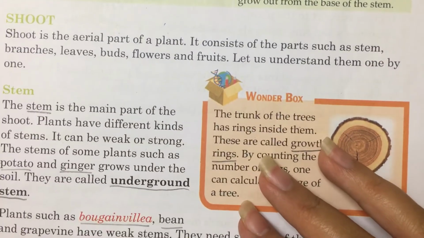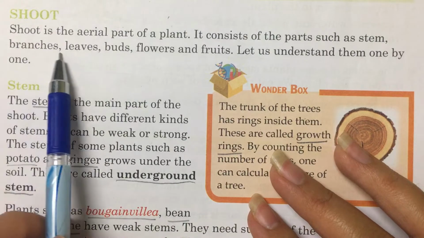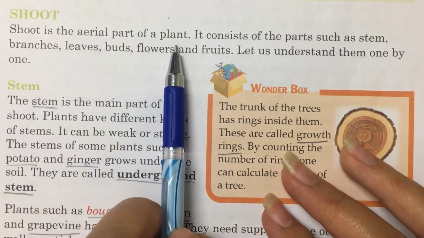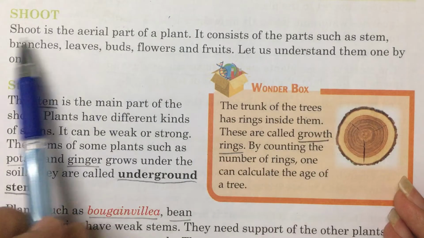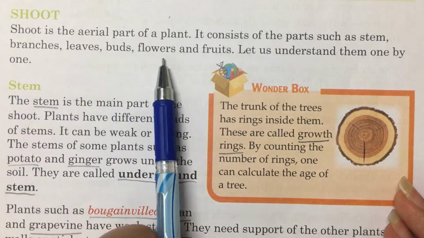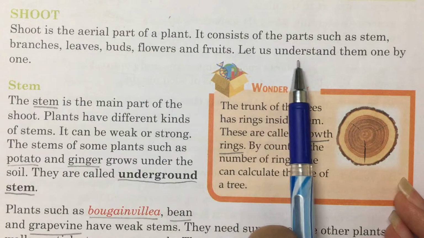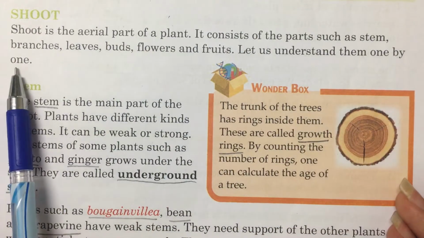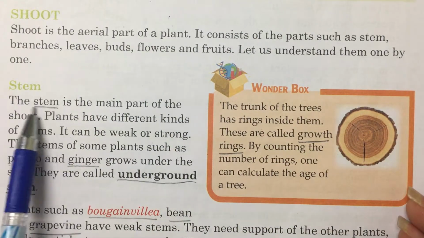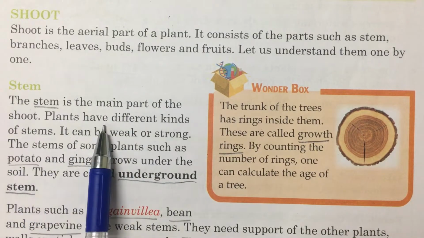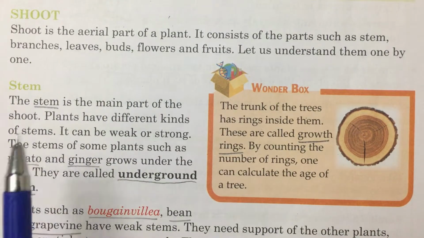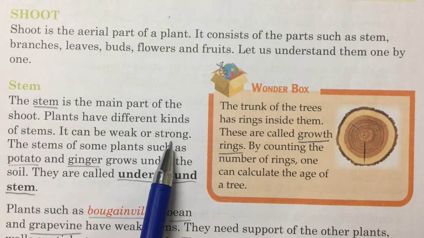Now let's learn more about shoot. Shoot is the aerial part of a plant. It consists of the parts such as stem, branches, leaves, buds, flowers, and fruits. Let us understand them one by one. Stem. The stem is the main part of the shoot. Plants have different kinds of stems. It can be weak or strong.